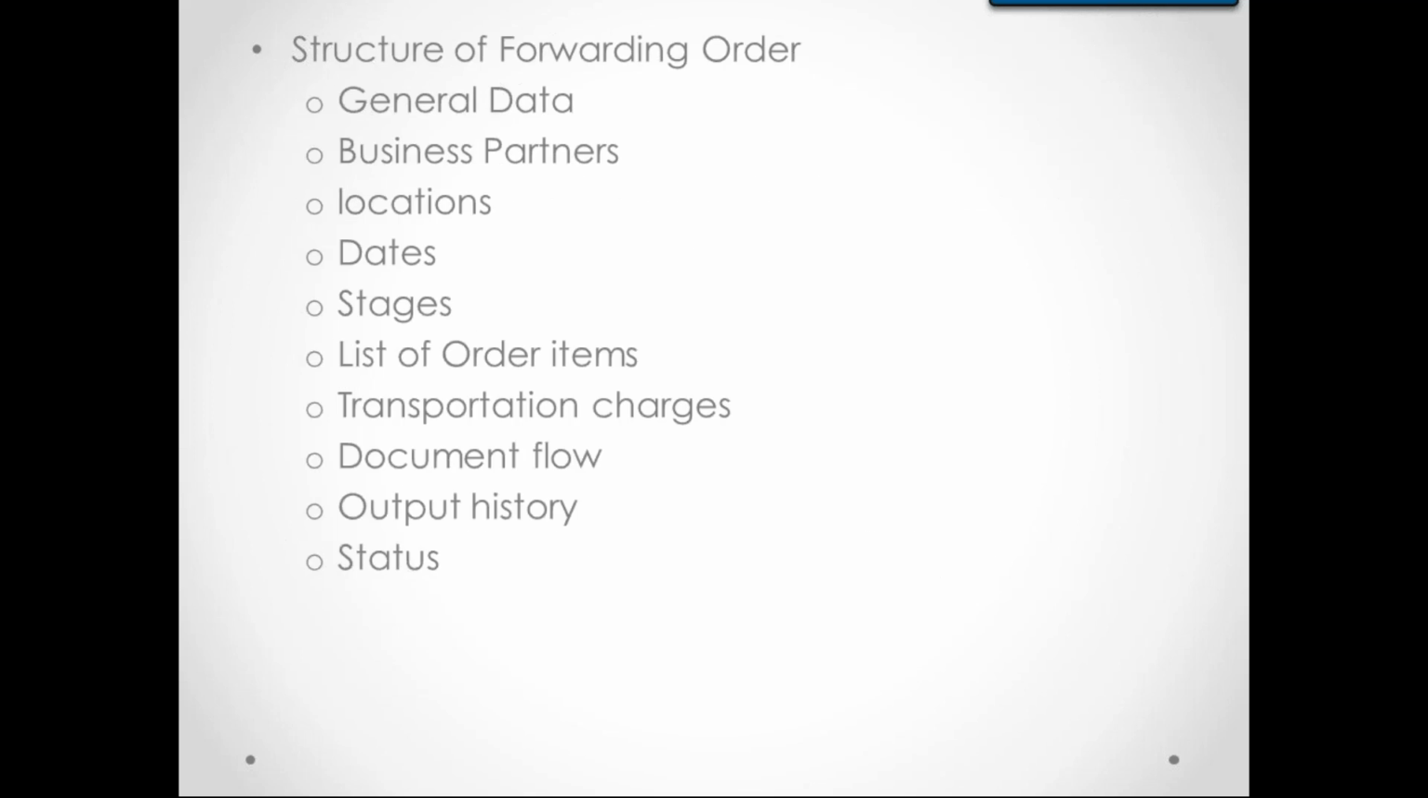Okay, so the next is the structure of the forwarding order. Like the sales order structure has sales order header, sales order item, and sales order schedule lines, similarly we have the forwarding order structure. One is general data, business partners data, location data, dates data, stages, list of orders, transportation charges, document flow, output history, and status. So these are the structure of your forwarding order. Okay, so these are the different tabs. Stages.